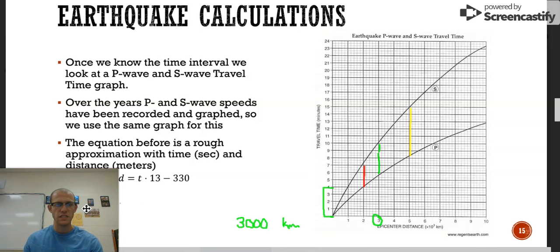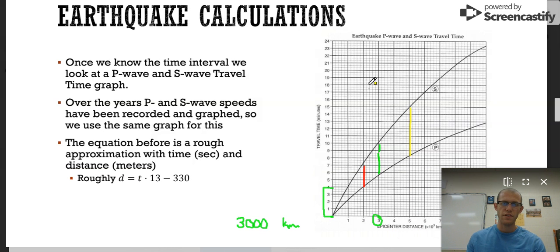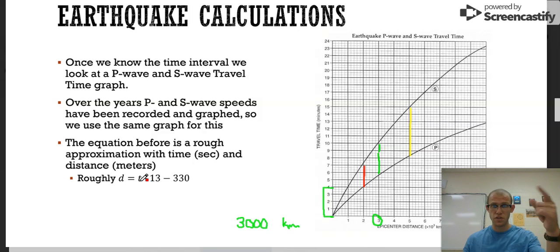Now, before we move to the next slide, I do want to just point out this graph has been made up of many calculations, and now it's just used by people to do rough calculations for distances to the epicenter. Roughly, if you want an equation to do that, you can take the time you found before, the time between the P and the S wave, in seconds, not minutes, because when we do calculations in physics, you should be using seconds. If you times that by 13 and minus 330, that will give you your distance in kilometers.